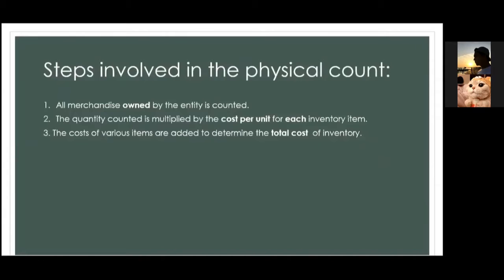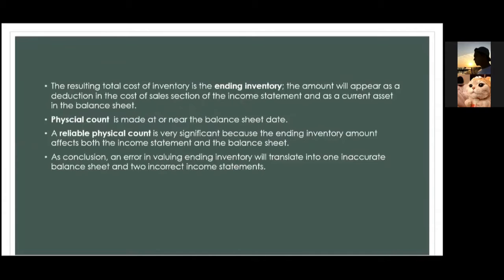Next is steps involved in the physical count. First, all merchandise owned by the entity is counted. Second, the quantity counted is multiplied by the cost per unit for each inventory item. Number 3, the cost of various items are added to determine the total cost of inventory. The resulting total cost of inventory is the ending inventory.